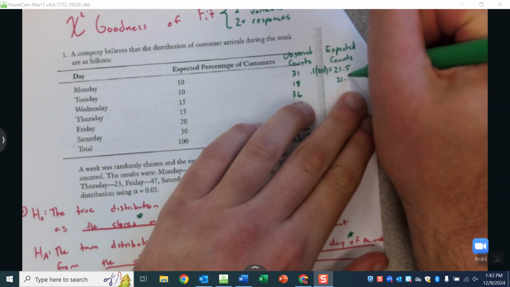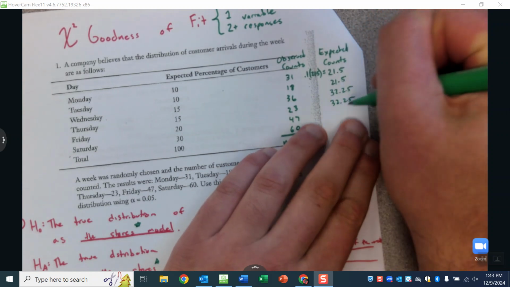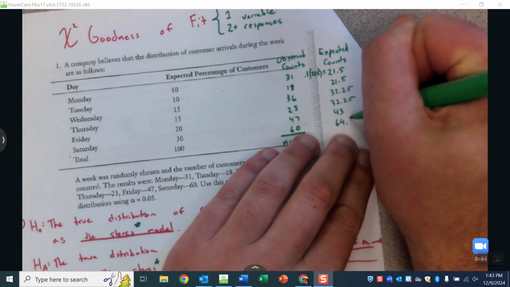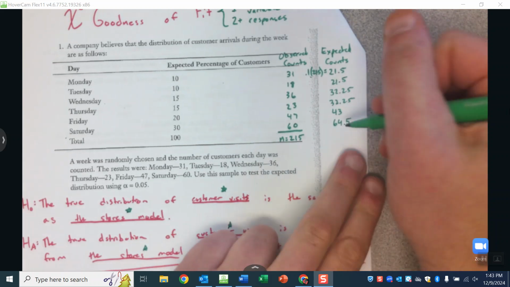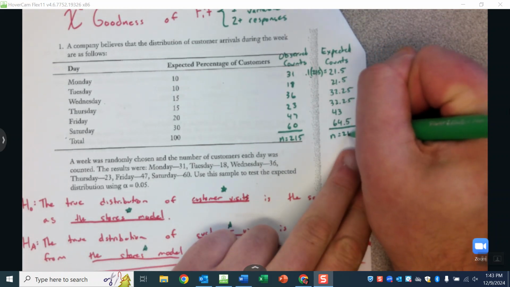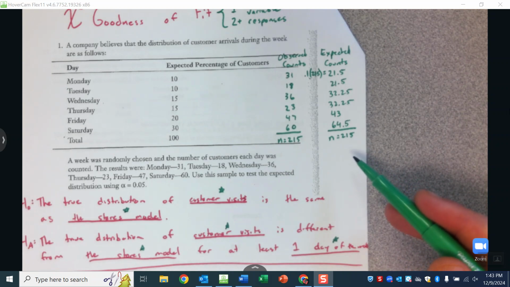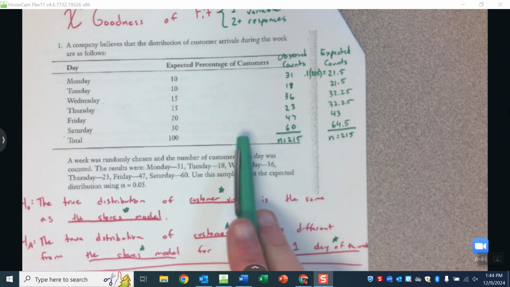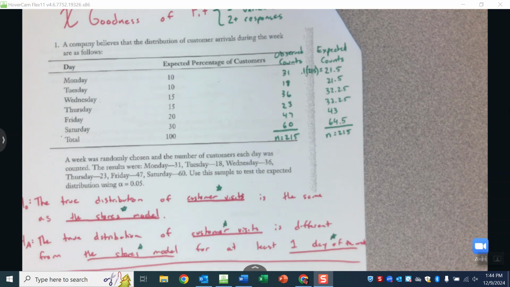And then the rest of these. And then if you do this right, and you add up all of these expected counts, it should add up to be 215 again. All right, so this is just 10% times 215, 0.15 times 215, 0.2 times 215, 0.3 times 215. So you're just finding those percents of 215.